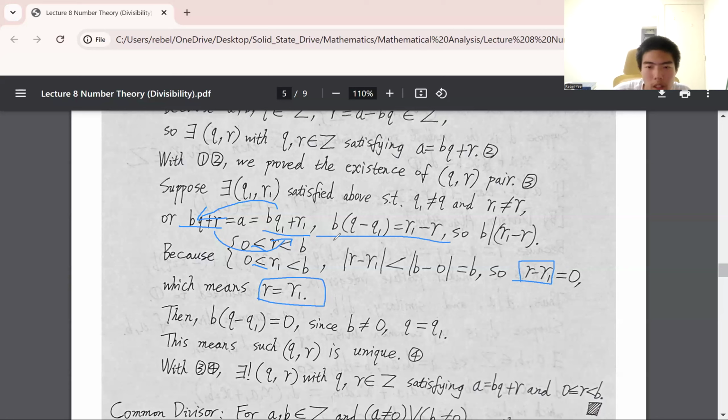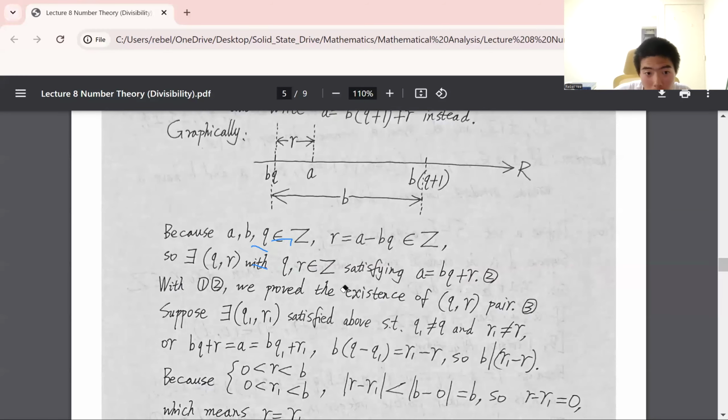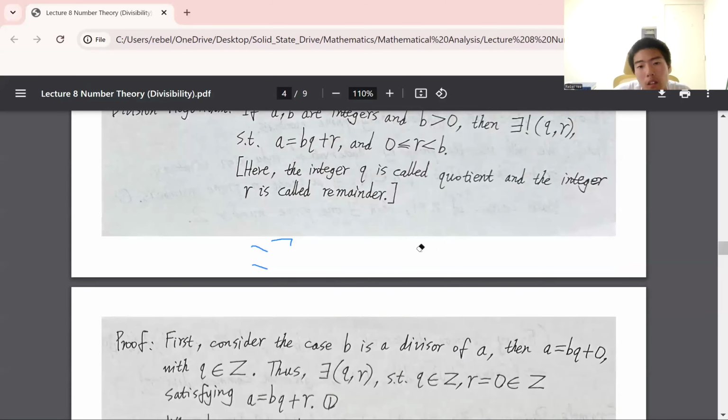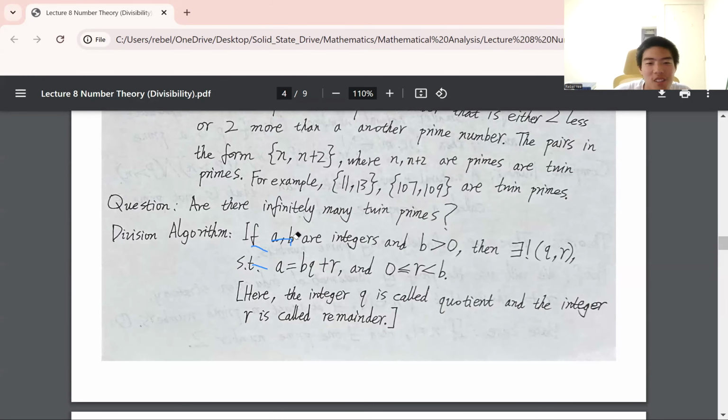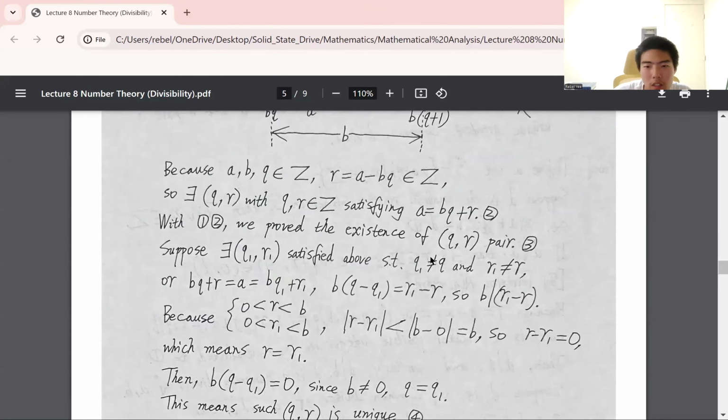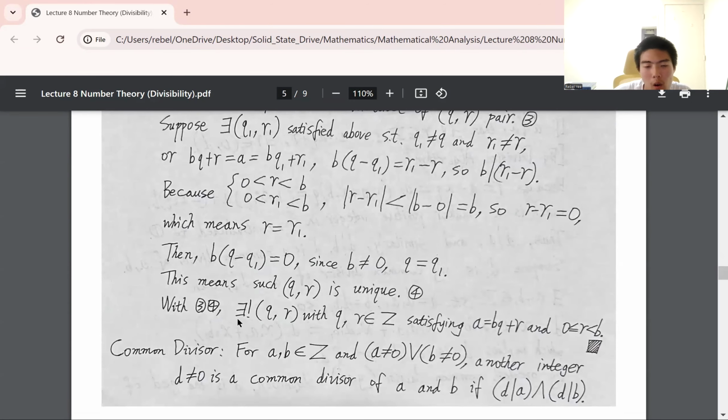And the second part is based on this equation again. R is equal to R1, so this is 0. And remember we say B is not 0, so Q minus Q1 is 0, and Q is equal to Q1. So such a QR pair is unique. And B is not 0, I think it's defined here, B greater than 0, so it's not 0. Okay, so from now on, by the fact of existence and uniqueness, we find there only exists one QR satisfying these two conditions.